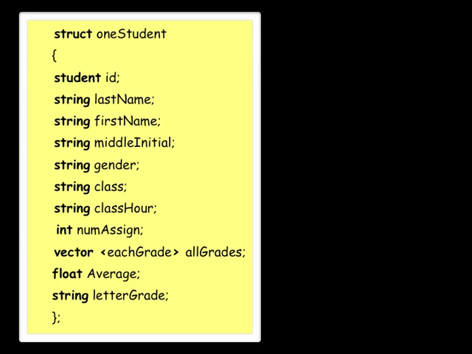Now you'll notice that we have a vector of each grade called all grades. That means that for each assignment we'll have a number of different items of information. Note that we had to include int number of assignments so that in our structure we'll know ahead of time how many grades or assignments to look for when we make a vector that contains all of the assignments for a given student.